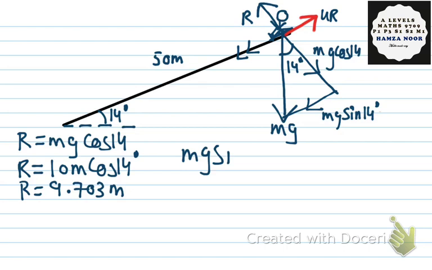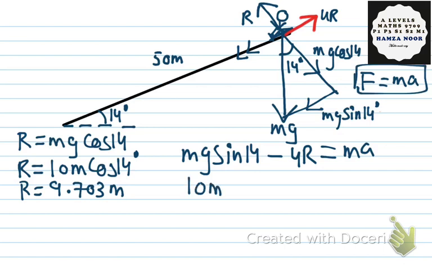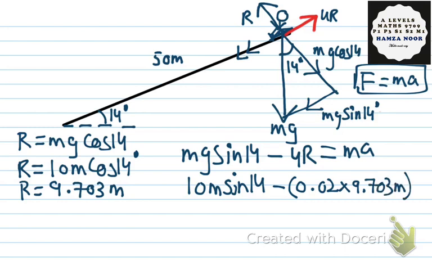Now if we resolve the forces along the ice track, mg sin theta minus mu R is equal to ma. We are applying Newton's second law, where net force is equal to mass times acceleration. Taking g as 10, this gives 10 m sin 14 minus 0.02 multiplied by the normal contact force, 9.703 m, and this will be equal to ma.